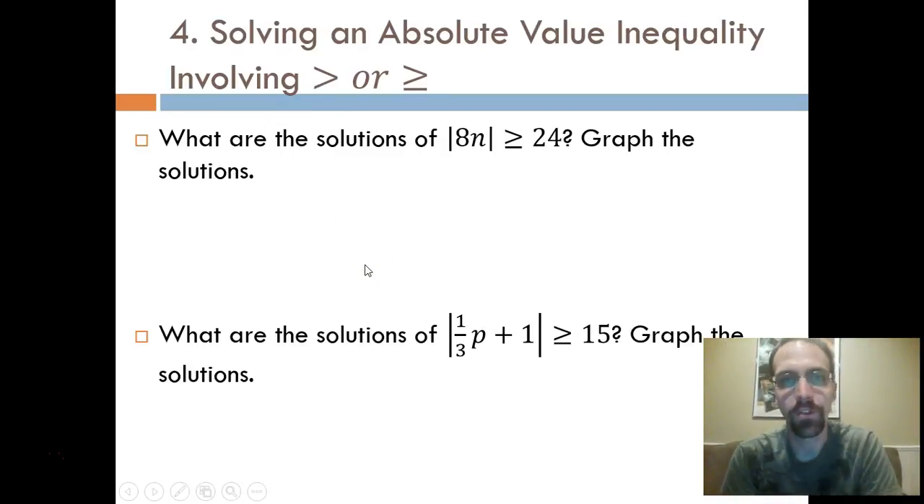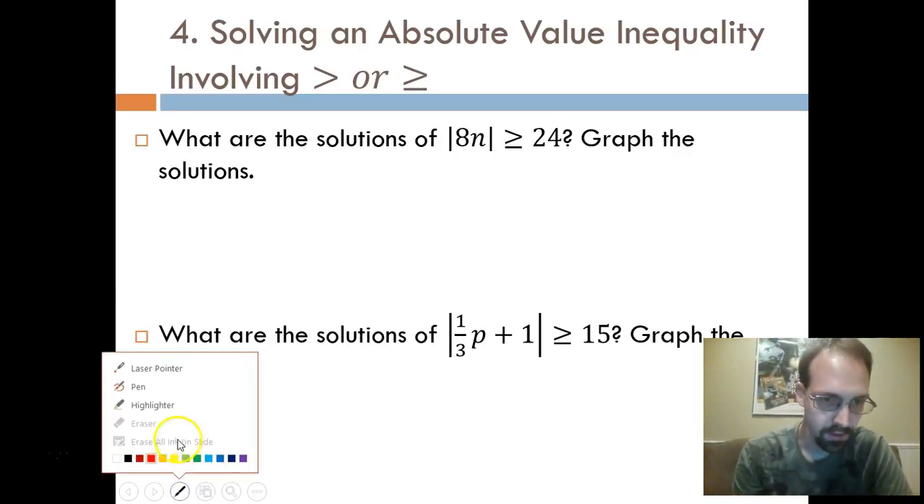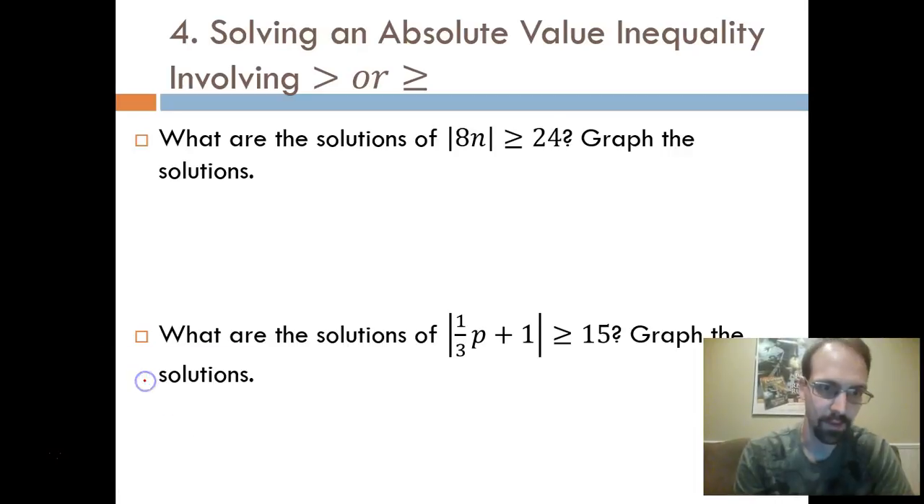So number 4, we have solving an absolute value inequality involving greater than or equal to. And it says, what are the solutions of the absolute value of 8n is greater than or equal to 24? And then it says graph the solutions. So we're going to solve this just like we've been solving the other absolute values.